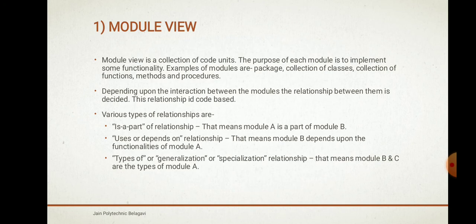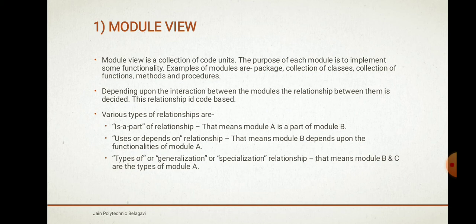Now let us see what the module view is. The module view is nothing but a collection of code units. The purpose of each module is to implement some functionality. Modules are nothing but small parts of a program, and each should perform some functionality. Examples are a package, a collection of classes, a collection of functions, methods, and procedures. Depending on the interaction between the modules, the relationship between them will be decided.